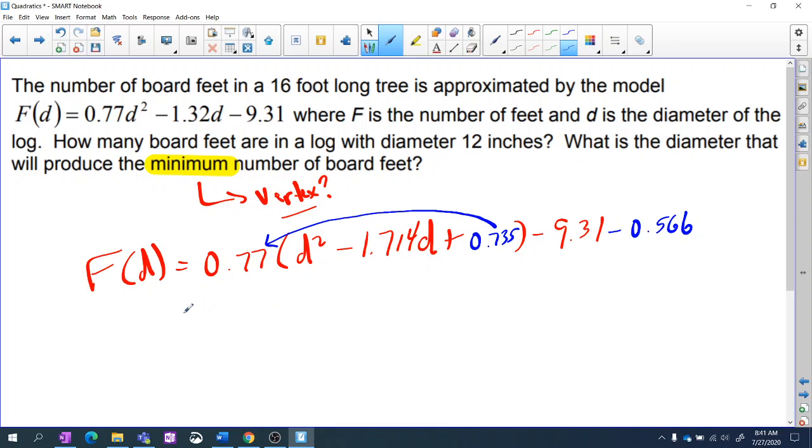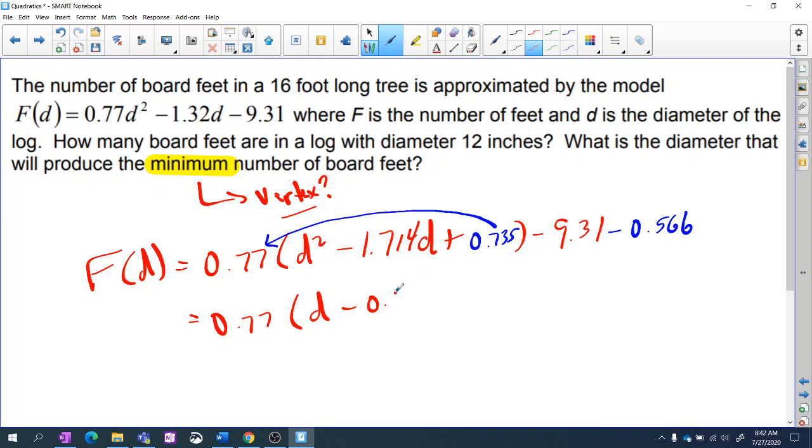And that will give me the following quadratic function. 0.77, square root of the first, sine of the middle, square root of that, which would have been my 0.5, no, 0.735 square, just taking the square root of that, so 0.857.